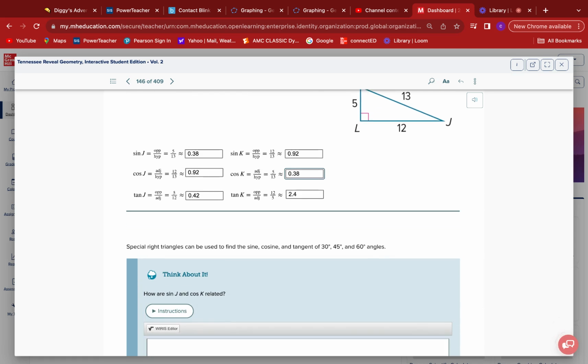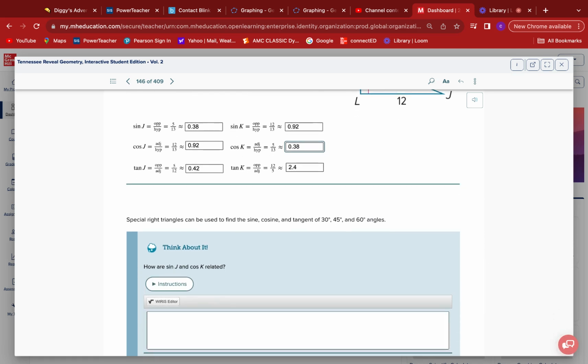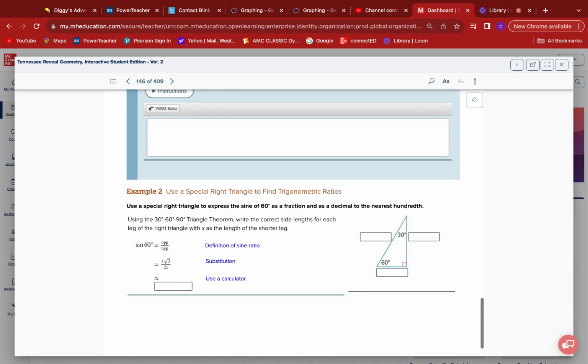All right, so is that all I got to do for example 1? Yeah, it is. All right, let's go on down to example number 2. Okay, so we're going to use special right triangles to find trig ratios. On a 30, 60, 90, the short side is your x, the hypotenuse is twice that x, and the long side is x with the square root of 3. Now we did that back in a previous lesson, so it looks like here it is again.